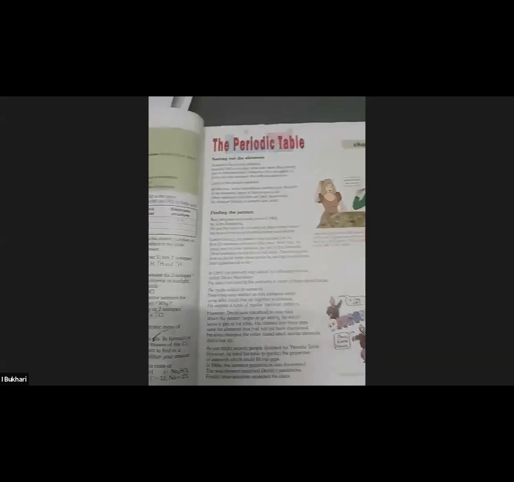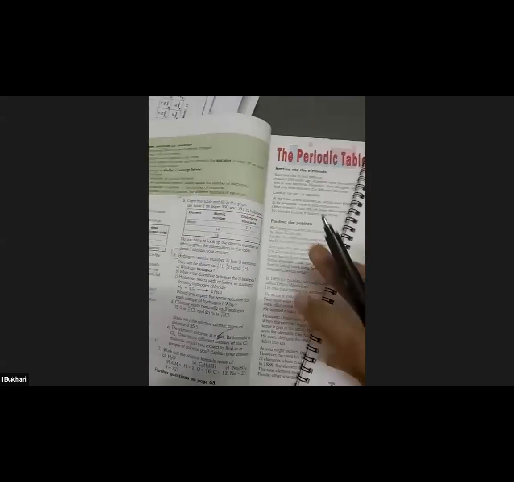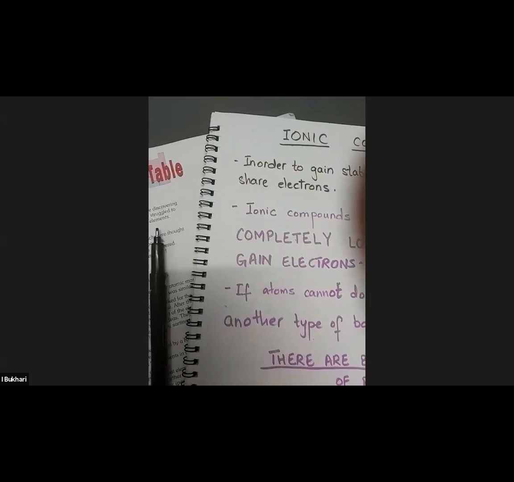Okay, so now I want to move on. Calculating relative formula mass is easy. Now I want to introduce the periodic table. So let's start talking about the periodic table. I talked a little bit about it in my first 2 classes, I remember, but let's do a recap.